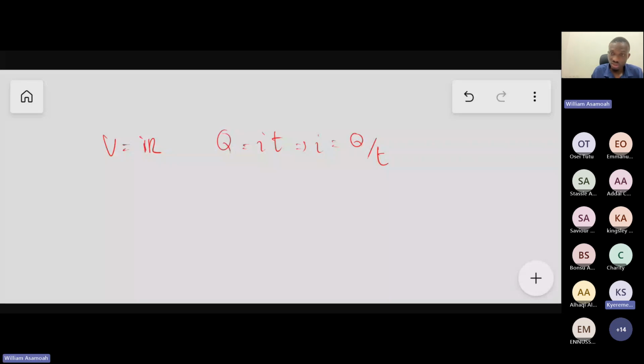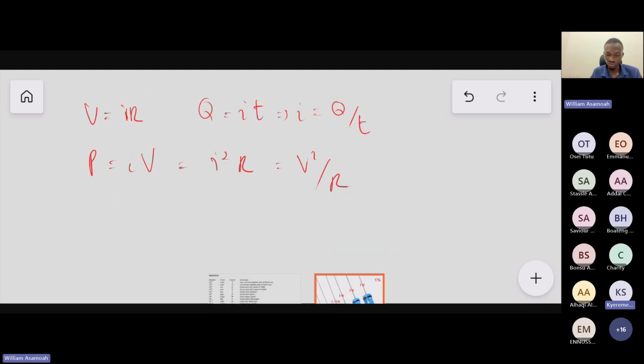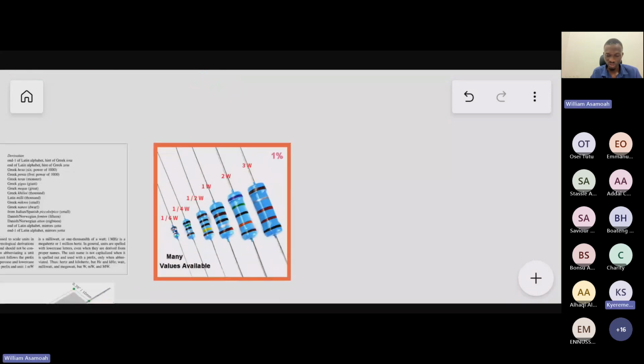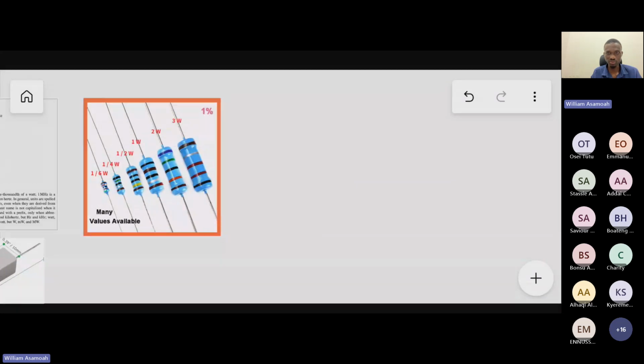Then we said that power is equal to current times voltage, which is the same thing as current squared times R, or V squared over R. Then we also said that, so we ended up on this part where I said resistors are grouped according to their power ratings, right?